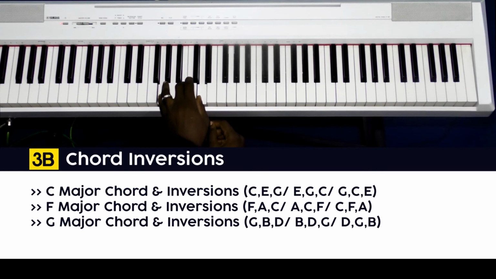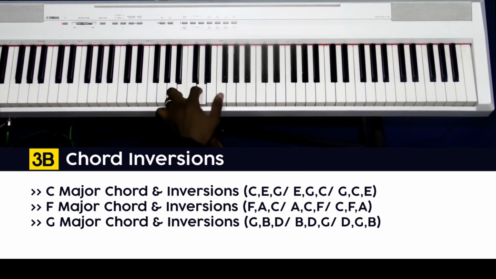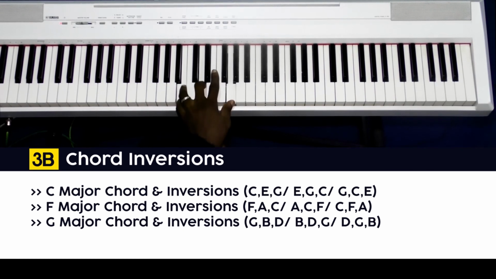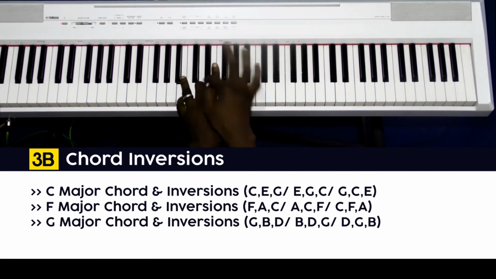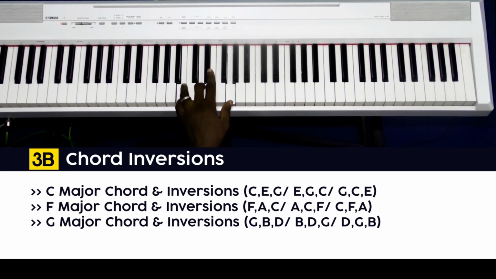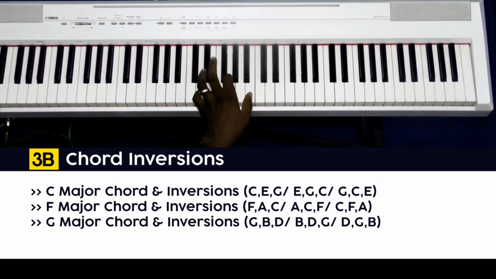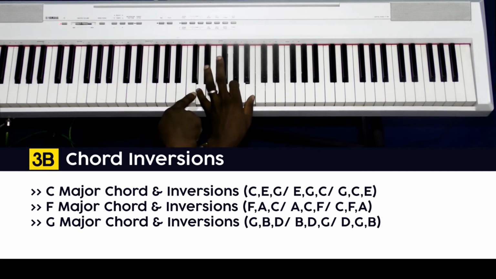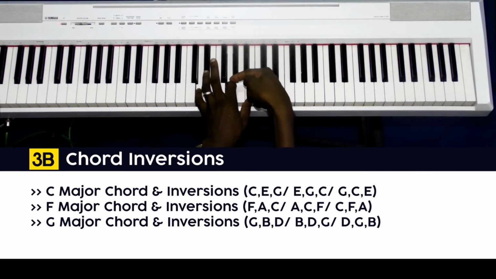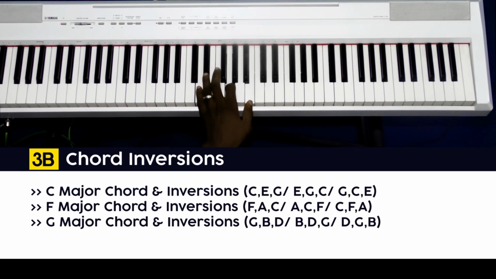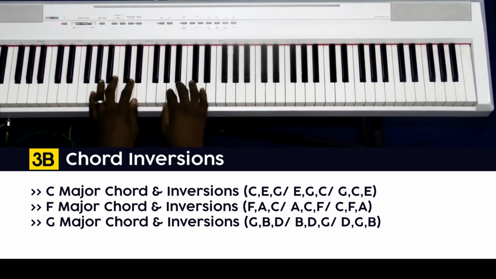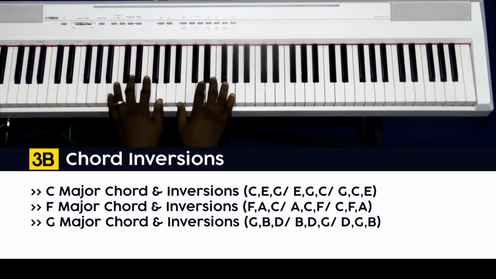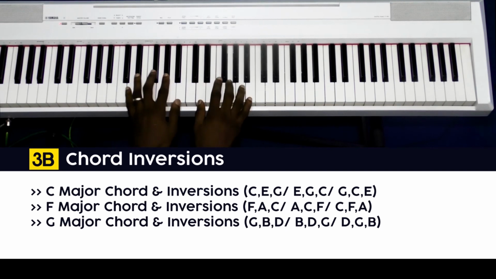Root chord, G major triad. First inversion will be B, D, G. Look at the fingering. Then your second inversion will be D, G, B. So you notice the fingering, this finger, and this finger. So if I'm playing it together, root chord, first inversion, second inversion.